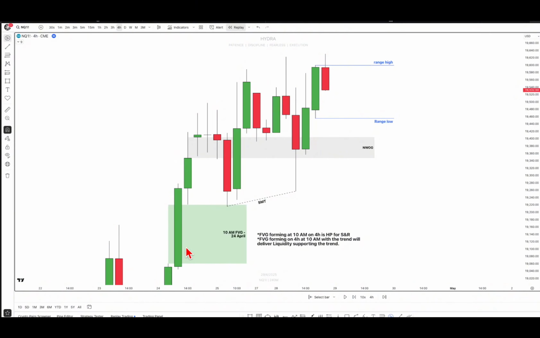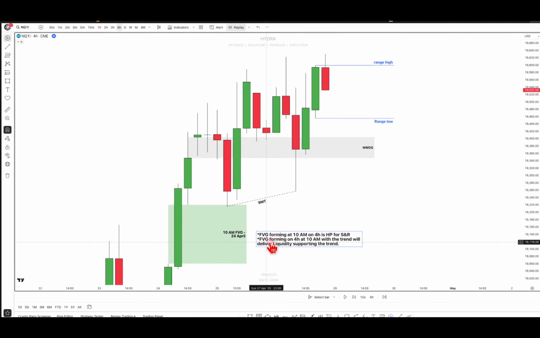A fair value gap forming at 10 a.m. on the 4-hour chart is high probability for support and resistance. And this is the specific candle price used to get support. This is not just a random candle. This is not just a random fair value gap. You can go back and look through, and you will see a lot of important gaps forming at 10 a.m. on the 4-hour are high probability for support.